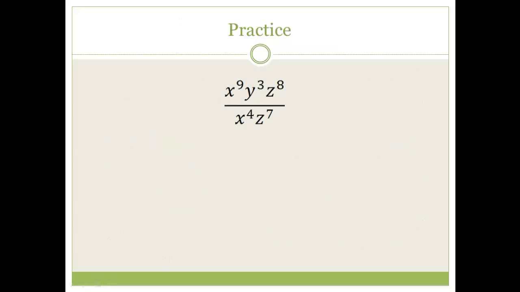Let's practice. We are given x to the ninth, y to the third, z to the eighth, divided by x to the fourth, z to the seventh. We must remember that when dividing two items with the same base, you can just subtract the exponents. So we can deal with the x base and the z base at the same time by saying x to the 9 minus 4 power, y to the third, z to the 8 minus 7 power. Then we can simplify the exponents to get x to the fifth, y to the third, z.